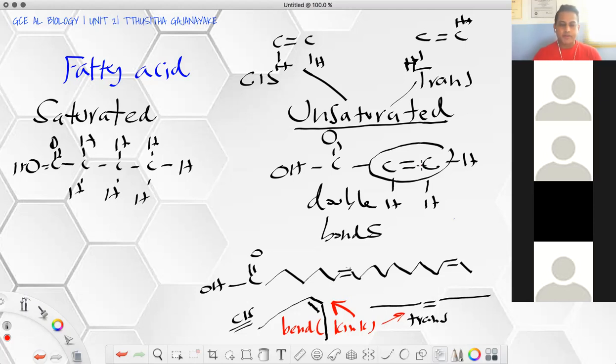Another important thing, if we also draw this structure, they are also linear, like this. So saturated fat again has a linear structure, only cis unsaturated has this bend.